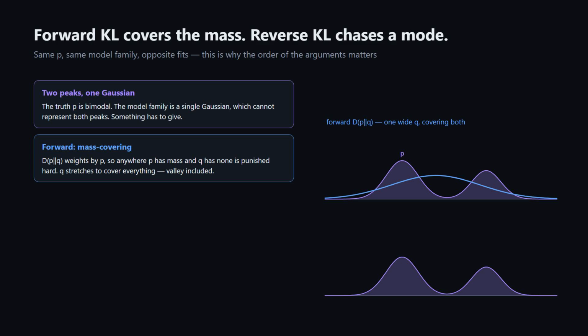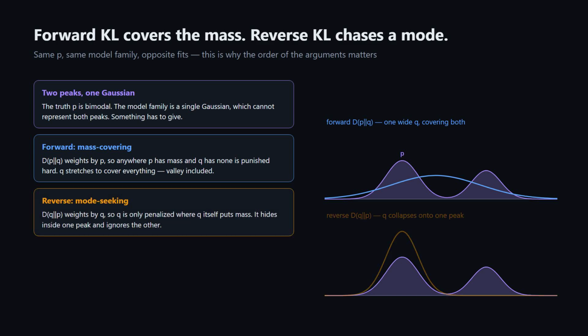That is mass covering. Now minimize the reverse, D of Q from P. The weights come from Q itself, so Q is only penalized where Q puts mass. The safe move is to hide inside one peak and ignore the other entirely. That is mode seeking. Same 2 distributions, opposite answers, and that is exactly the difference between maximum likelihood and variational inference.